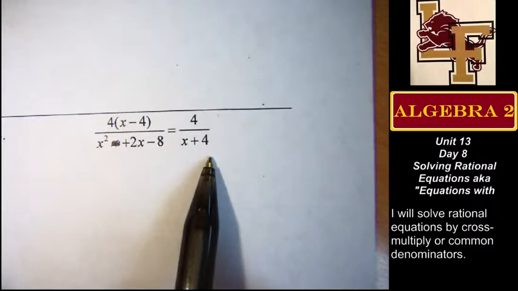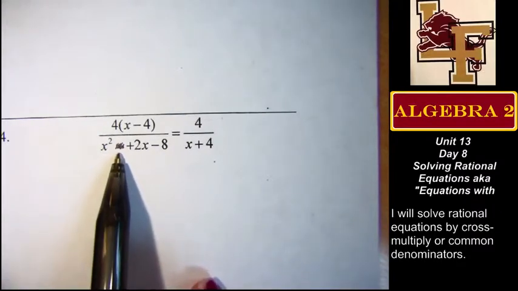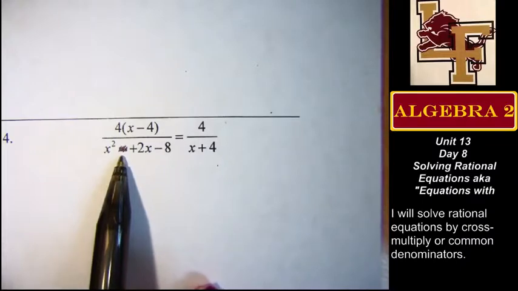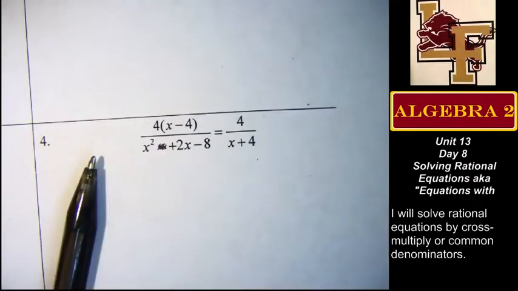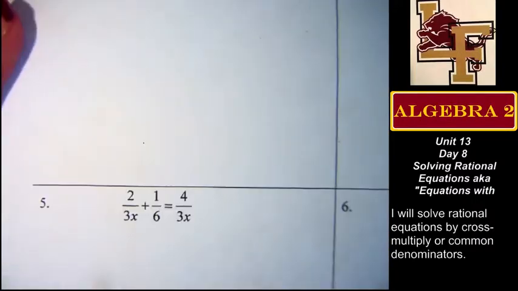Number 4, do me a favor, I had a typo. There are 2 symbols here. Can you get rid of the minus sign for me? On number 4, get rid of the minus. I had an extra sign in front of the 2. Good catch. Number 5.